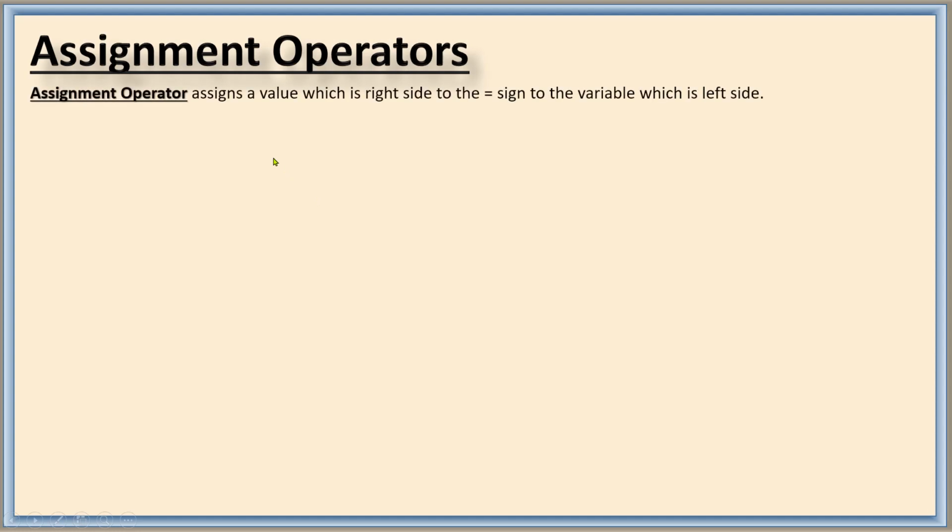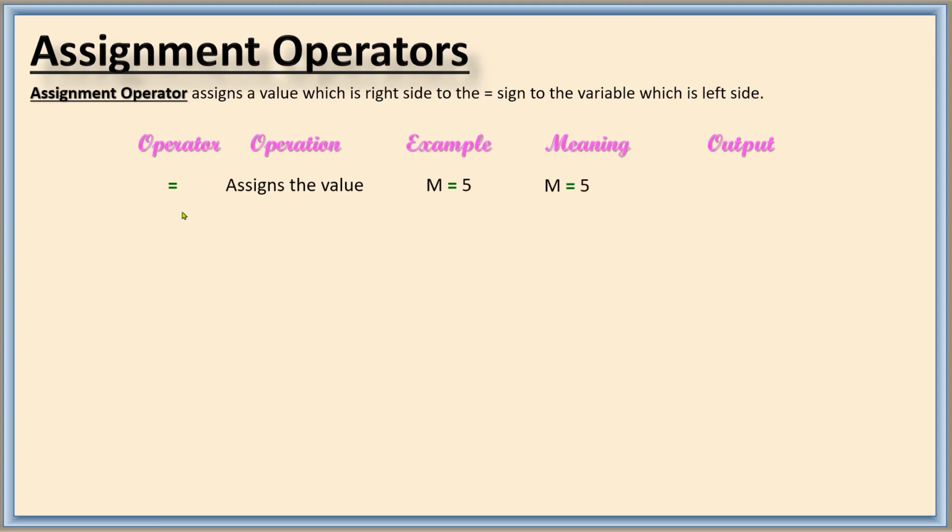Assignment operators. Assignment operator is the equal to symbol. This always assigns the value to the variable which is on the left side of the operator. For example, we have m is equal to 5. Value 5 is assigned to the variable called m. Assignment operator equal to can be combined with other operators, which assigns the new result to the same variable. For example, here m plus equal to 2. The meaning of this is m is equal to m plus 2. So what happens? 5 plus 2 is assigned to the variable m.